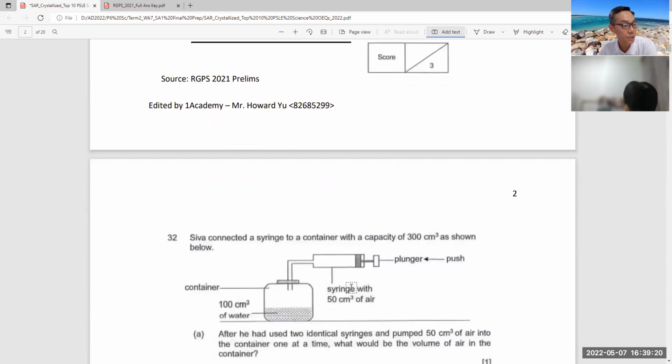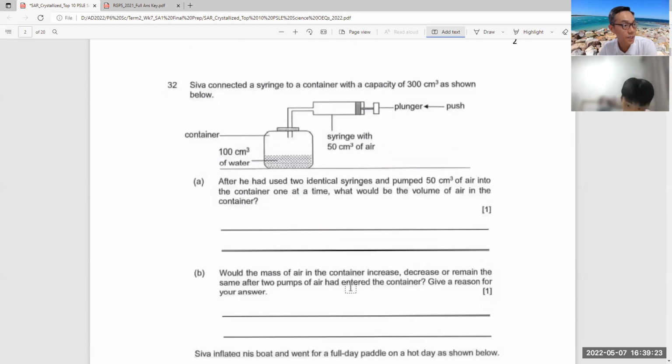Okay, let's continue with this. Look at the next question. When you see this kind of question, I already told you to annotate the capacity 300. So the container has a capacity of 300, and the amount of water inside is 100. So immediately write down here, left 200. Okay. 300 minus 100 is left 200.